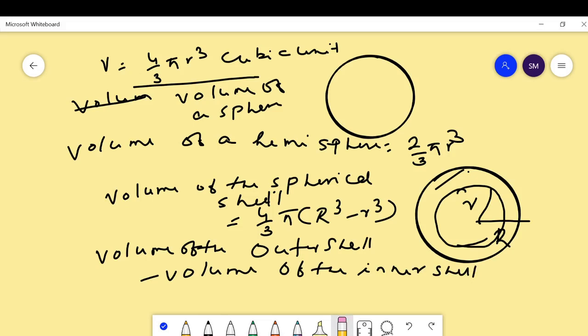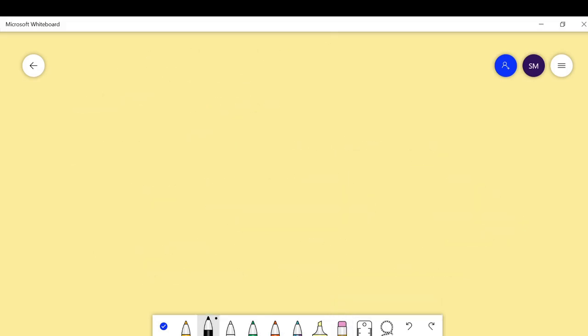Then here do some examples. I have already told you only knowing the formula is not sufficient. Do some problems based on this. Here in this example one, it says find the volume of the sphere whose radius is 7 centimeter.